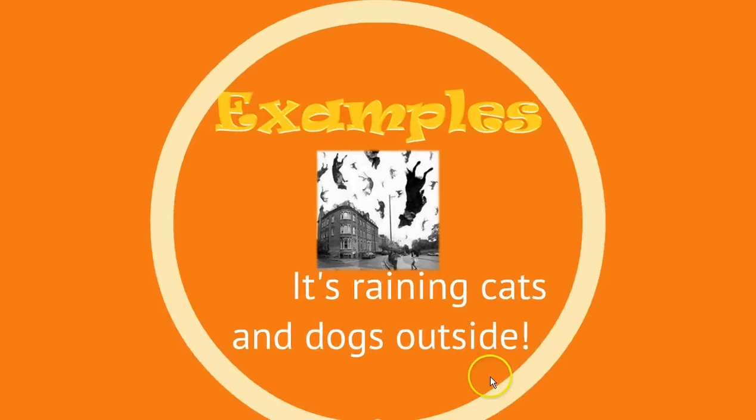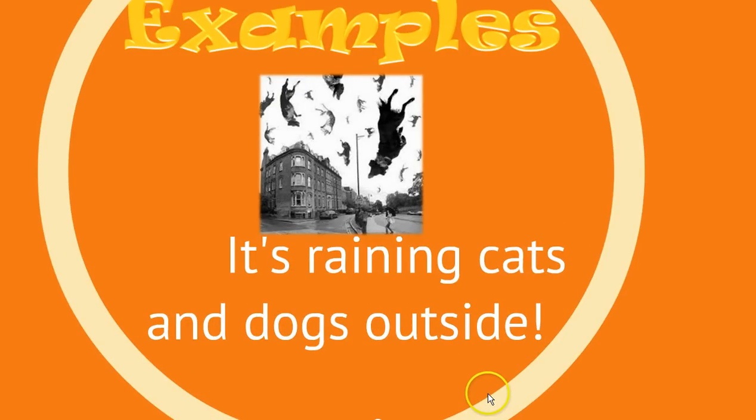So, an example of hyperbole would be it's raining cats and dogs outside. The raindrops are obviously not literally the size of cats and dogs, but because of that statement, we definitely get the idea that it's raining hard. It's raining badly.